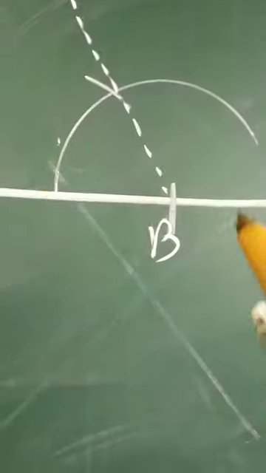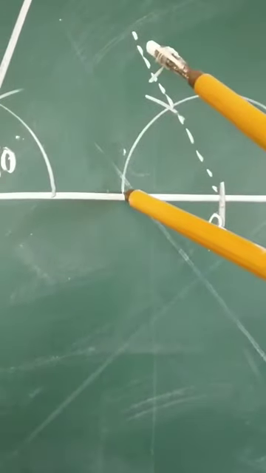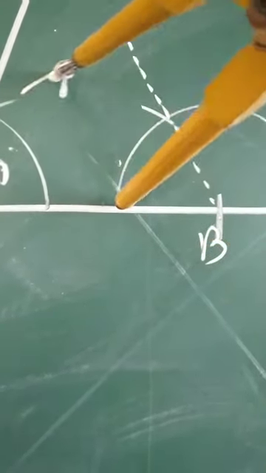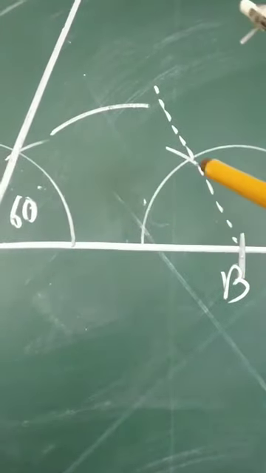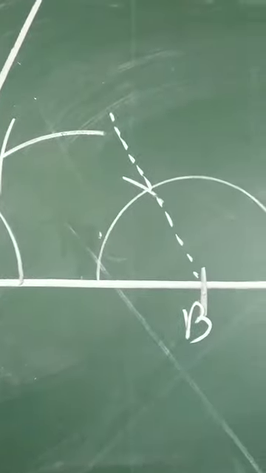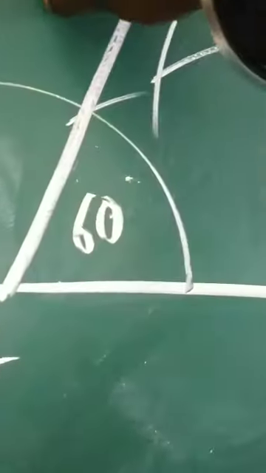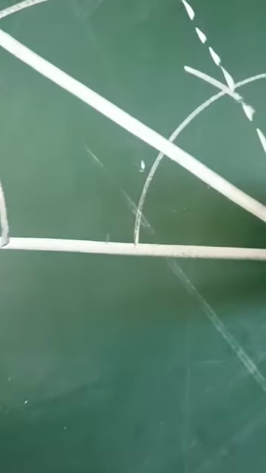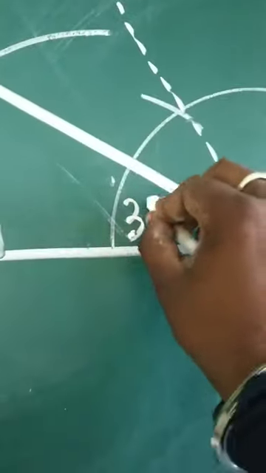We will take our compasses with any measure. We'll place here, we'll give one arc over here. With the very same measure, I'll place over here and I'll draw one arc. And I'll make it join. This is the measure of angle B, which is 30 degree.